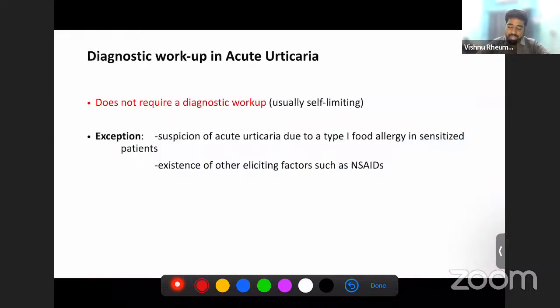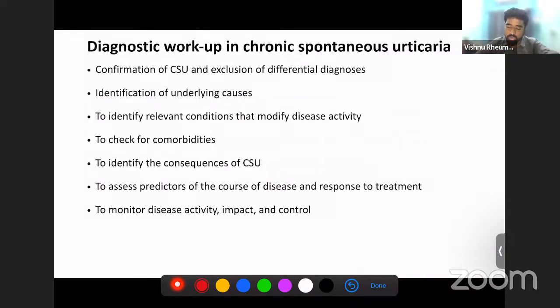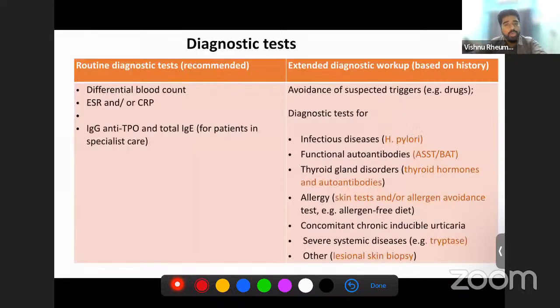So if it is acute urticaria, you don't need to work up. You basically need to treat them with antihistaminics and see, and if there is a possible trigger, you have to keep them out. If it is chronic urticaria, especially if it is spontaneous urticaria, then you should look for various other differentials. You should check for comorbidities that we discussed, like hypothyroidism, etc. And you should look for various predictors of bad prognosis. So basically, do your routine lab tests and do an extended diagnostic workup.